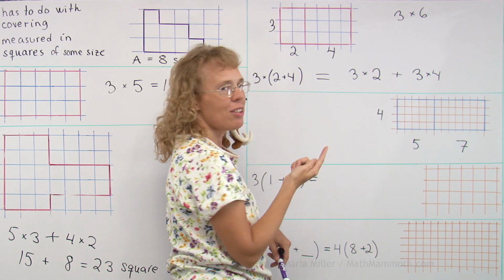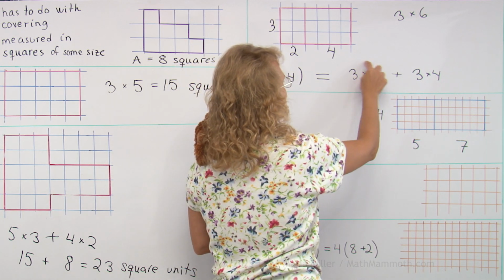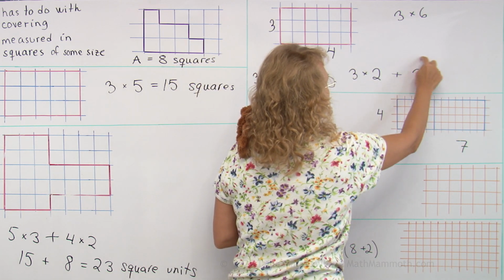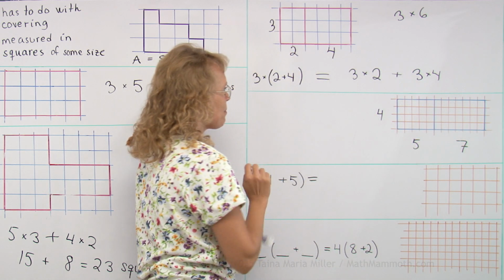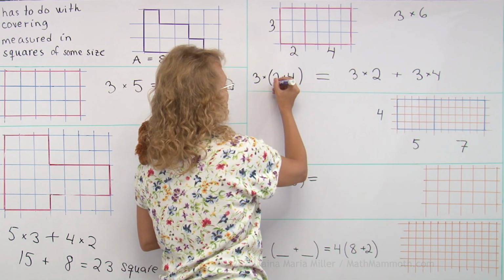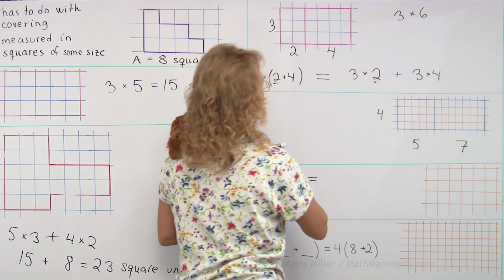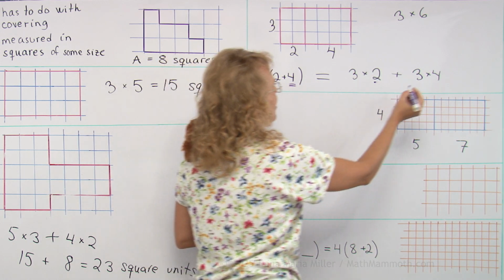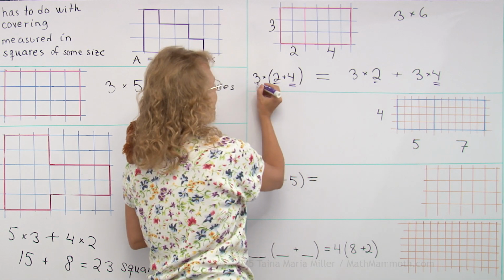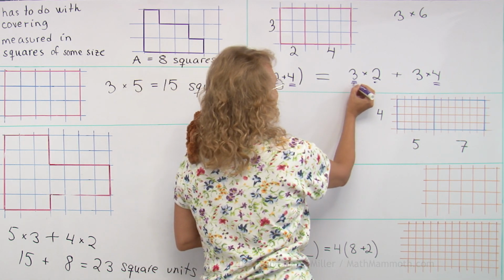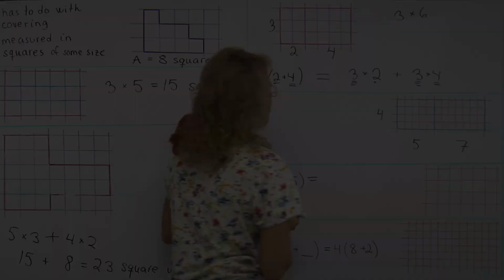And I can also calculate it in two parts. The area of the first rectangle plus the area of the second rectangle, right? Notice here the 2 is here and here. And then we have the 4 here and the 4 here. And then the 3 is both here and here.